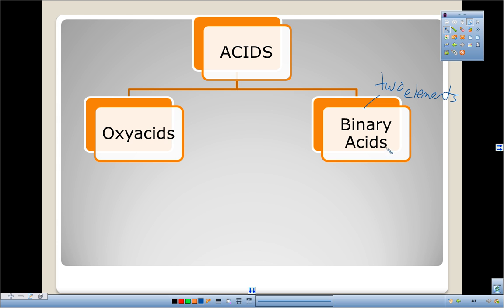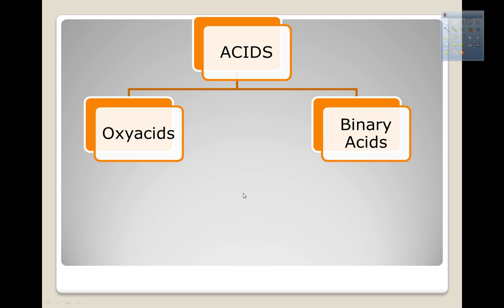Now, because it's an acid, one of those elements will be hydrogen. Remember, we've measured pH, sort of the power of hydrogen, with acids having a lot of hydrogen ions. Oxyacids, well, they must have hydrogen and they must have oxygen somewhere in them, right? So, let's see what we uncover if we continue.